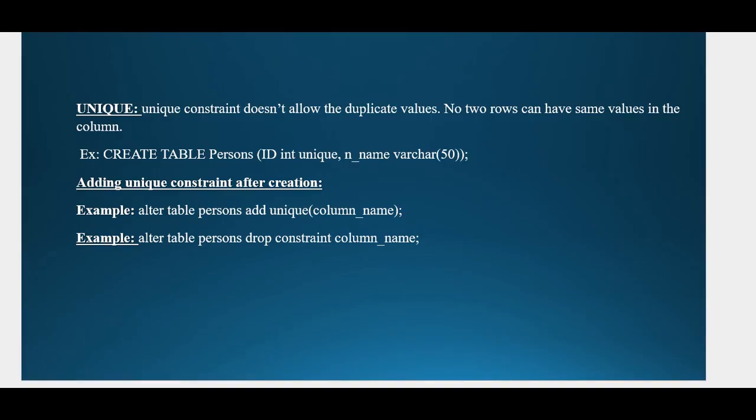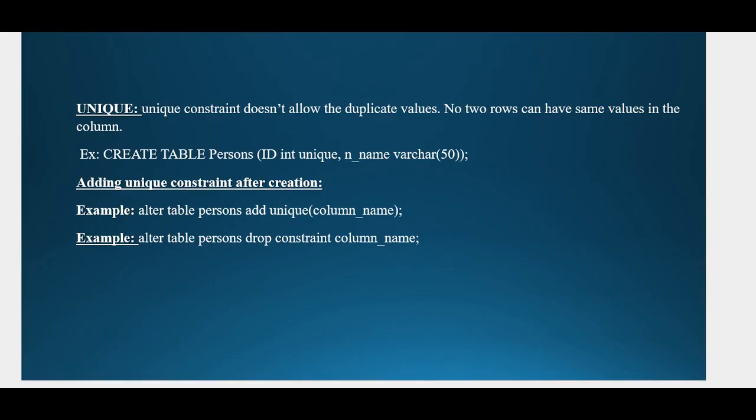Hello everyone, I am here to explain about unique constraint. A unique constraint does not allow duplicate values, and no two rows can have the same value in a column. Use it to ensure all values in a column are unique. It prevents duplicate data, so no two rows have the same value in a unique column, for example emails, usernames, phone numbers and employee IDs.